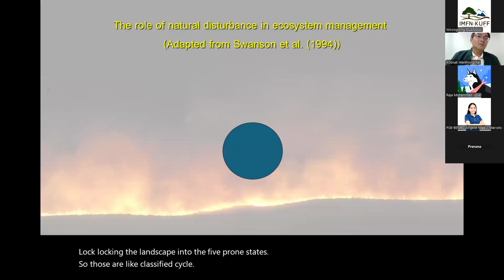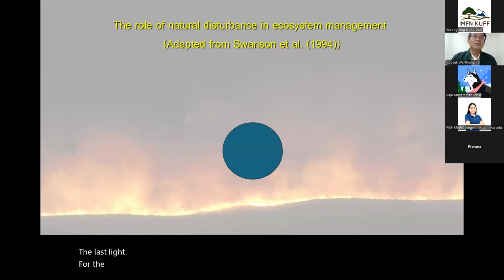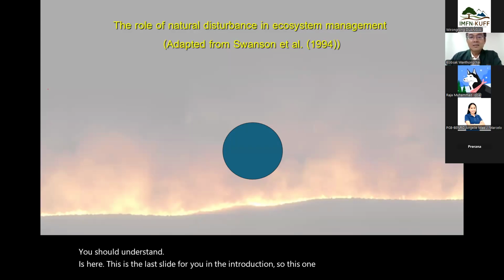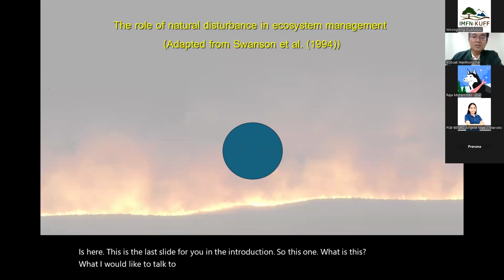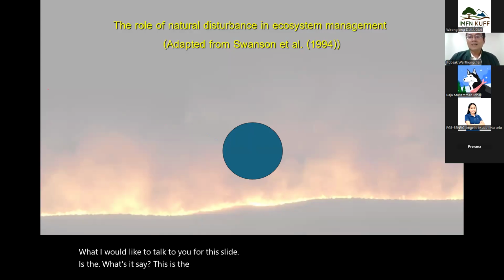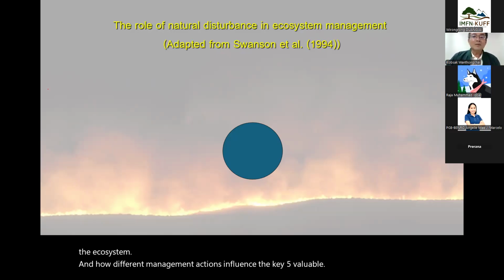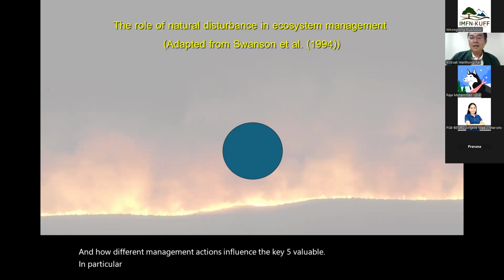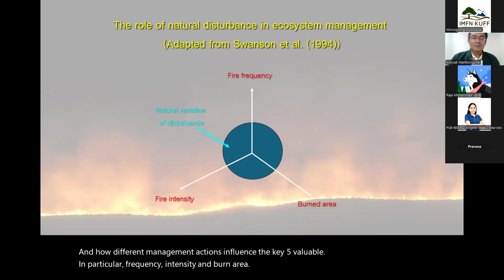The last slide for the review of the introduction to forest fire science that you should understand is here. This is the last slide for you in the introduction. So what is this? What I would like to talk to you about for this slide is a diagram that highlights how natural fire disturbance shapes the ecosystem and how different management actions influence key fire variables. In particular, frequency, intensity, and burn area. So these are like the three dimensions.